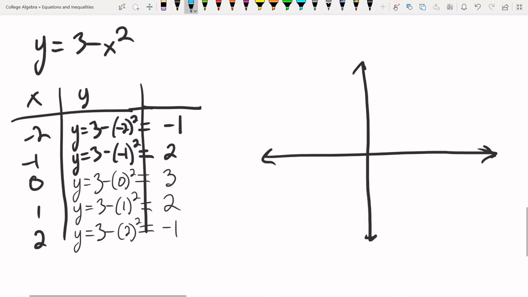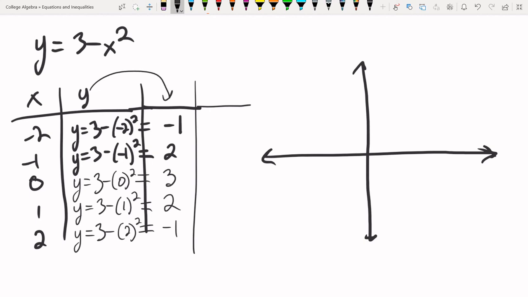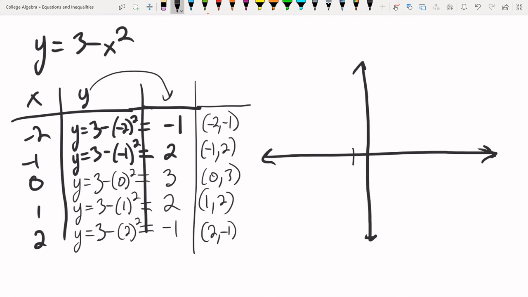Okay, let's find these marks. Just to make sure we're on the same page, this is y here: if x is -2, y is -1. If x is -1, y is 2. 0 goes to 3, 1 goes to 2, and 2 goes to -1. Those are our 5 ordered coordinate pairs. Now let's graph them. (-2, -1) is going to be -2, and then -1 on the y. We get this point right here.